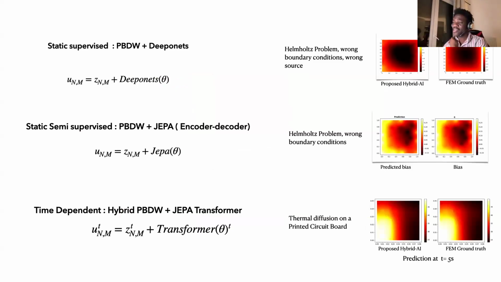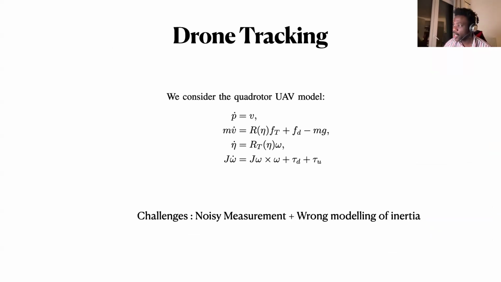This work was extended to time-dependent problems. So I also worked on an encoder-decoder approach to do the same thing without DeepONet. And then it was also extended to time-dependent using a transformer to see if we can learn some encoding. And then it was applied. So what I've been working on recently is to apply it on a drone.